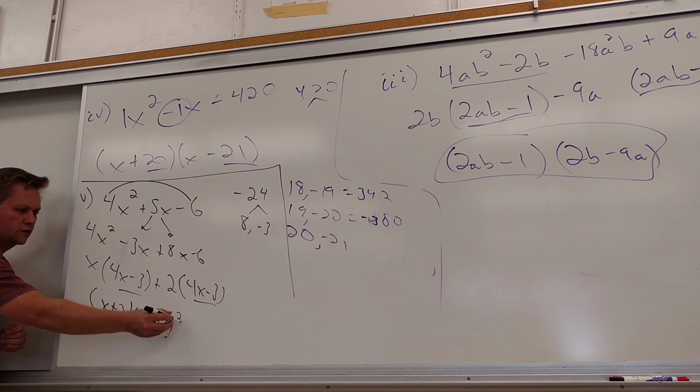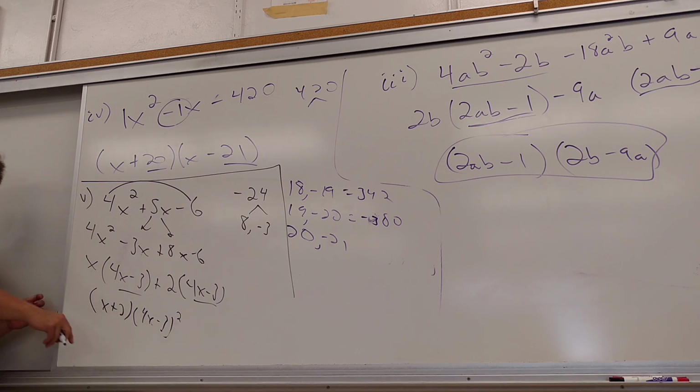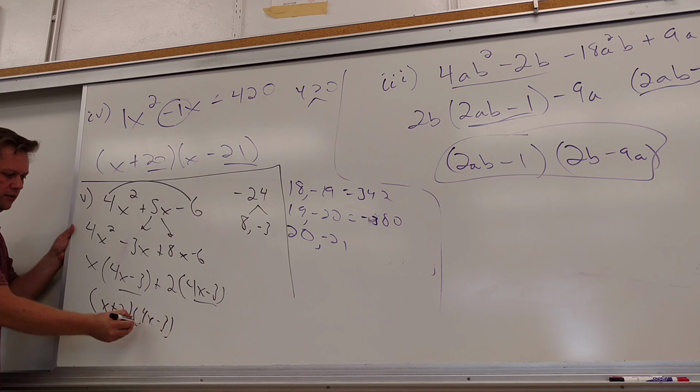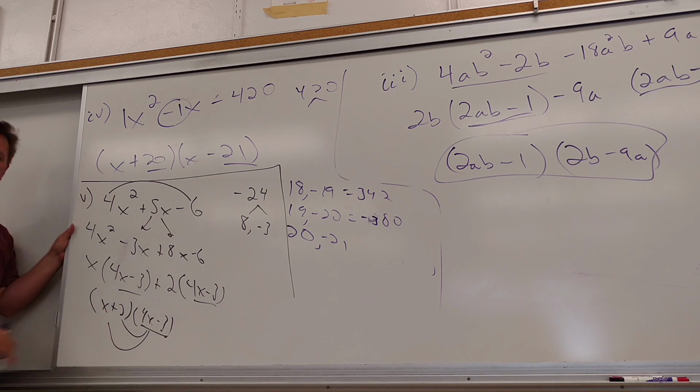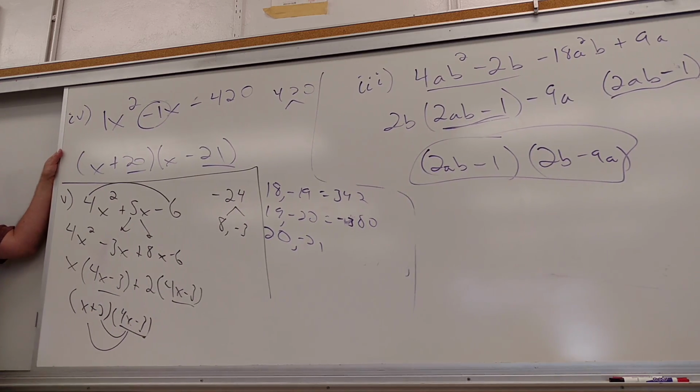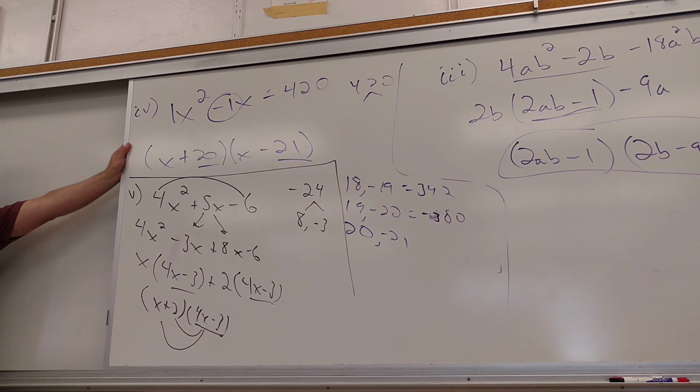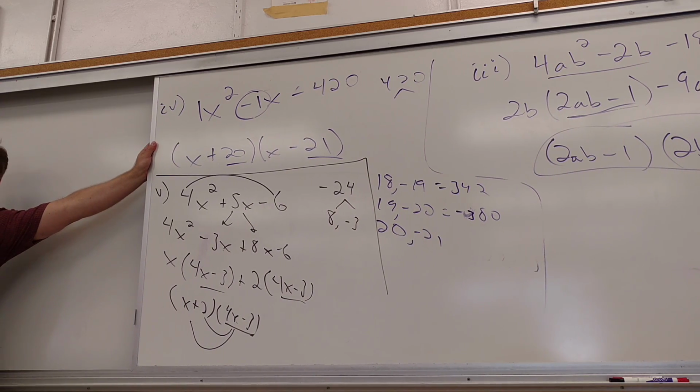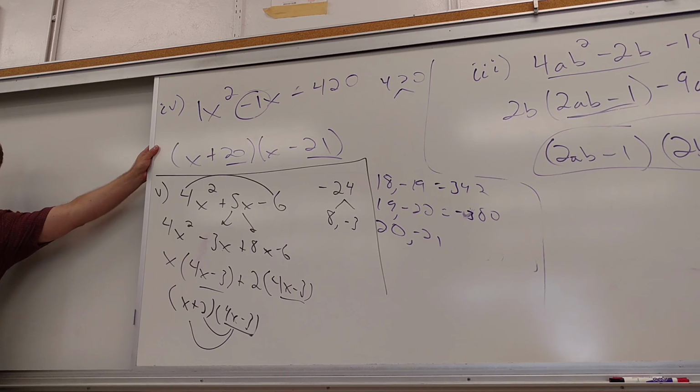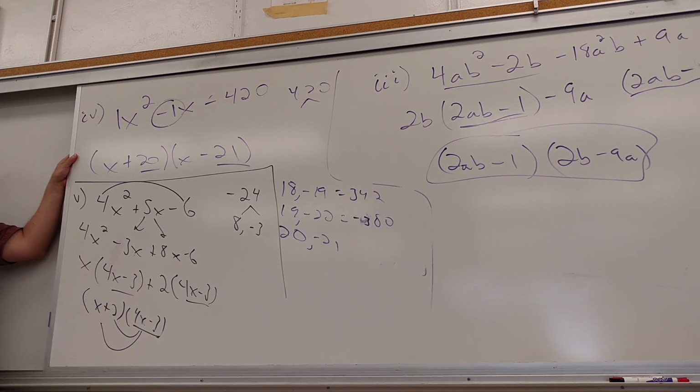Why do you think somebody would do this? Don't put that, by the way. That 2 is wrong. Because I see 2 of them, but there's only one that was distributed to both. There's only one 4x minus 3. Alright, I like it. Cool.